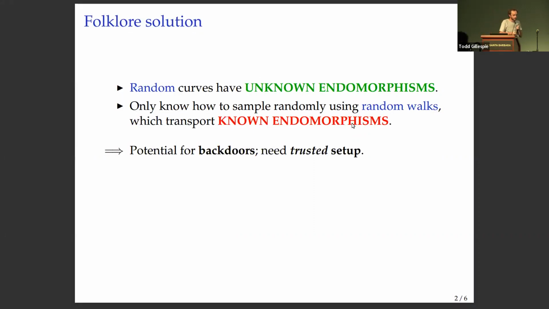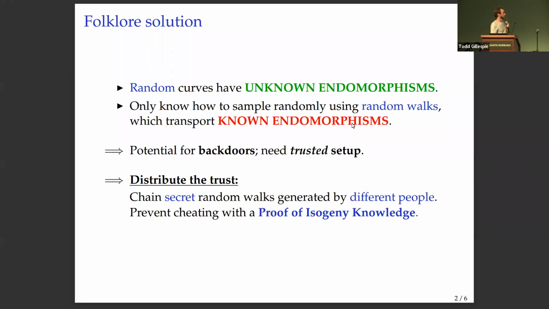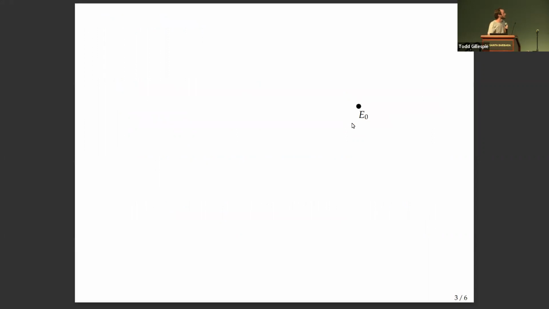You can still do this and just reveal the endpoint of your random walk, but then of course the person who does this has a backdoor to the entire thing, so you need some kind of trusted setup. And whenever we have this, as cryptographers, what we want is a distributed trusted setup. So we basically chain secret random walks generated by different people, and we have to make sure that everybody does this properly, and at the end, the final endpoint of the entire thing will be our new random elliptic curve. So this is what it looks like.